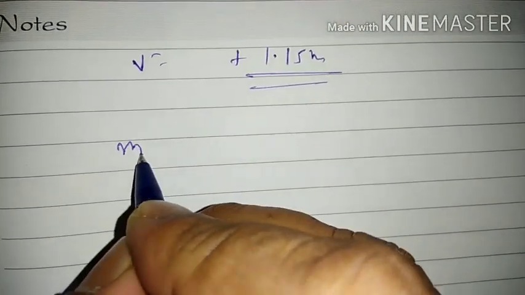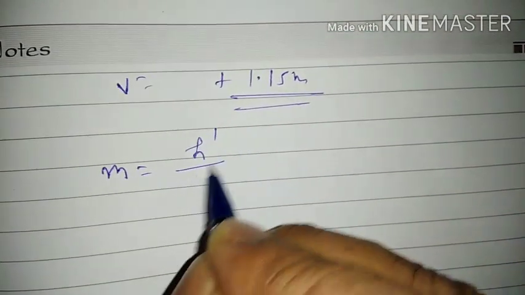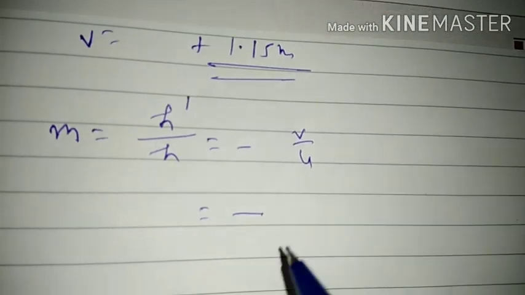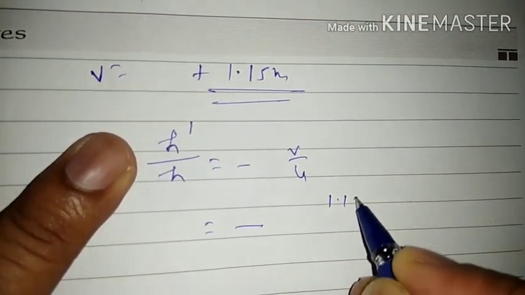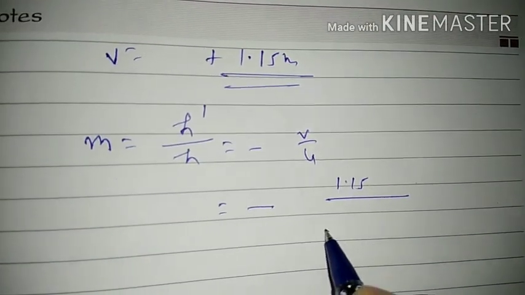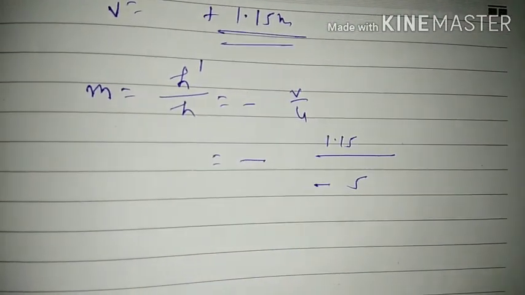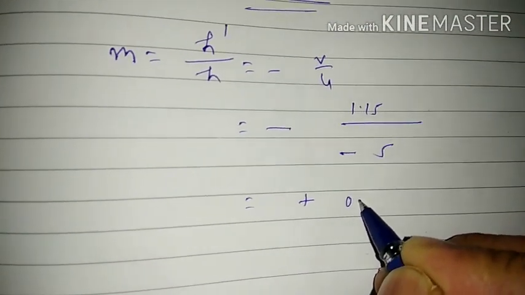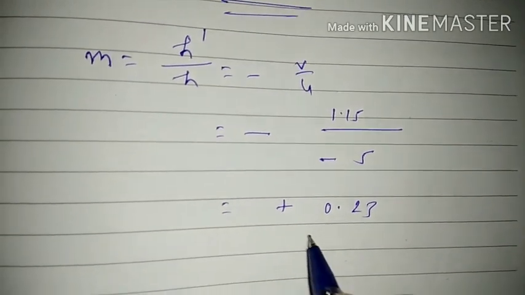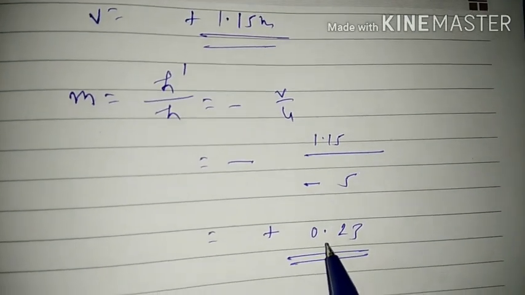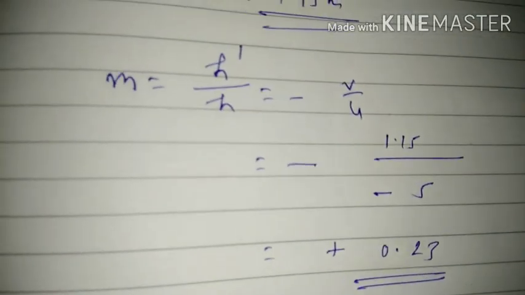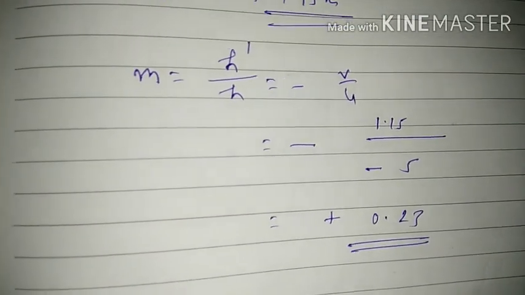For size we know magnification M is equal to H dash by H, which is equal to minus V by U. What is the value of V here? The value of V is 1.15. And what is the value of U? This is minus 5. Once again minus minus cancel, and this is equal to plus 0.23. Magnification is 0.23. So if magnification is less than 1, then the size of the image is diminished, that is smaller in comparison to the object.